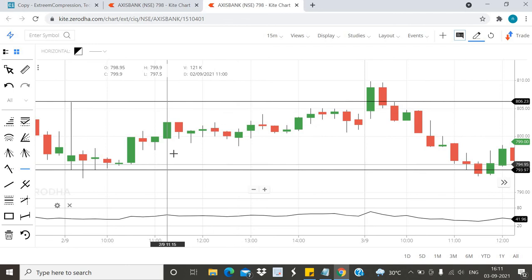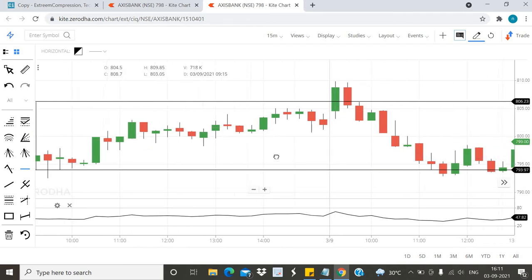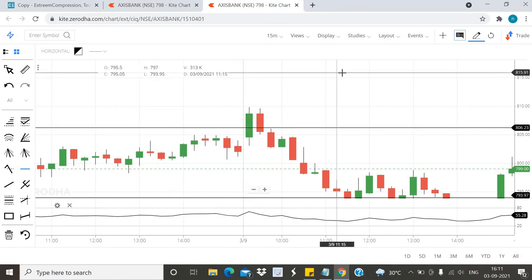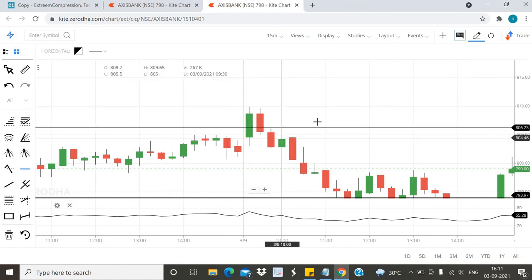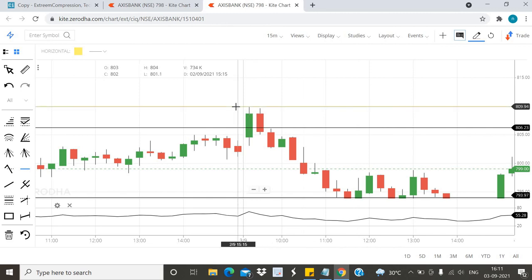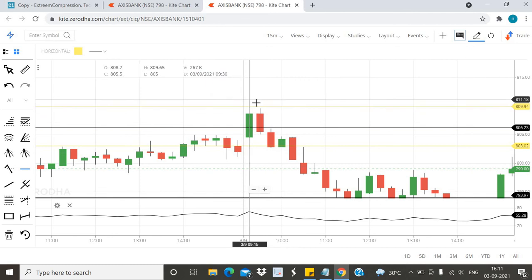So our condition is satisfied. On the next day, what we have to do is wait for the first 15 minutes candle to form. Then mark the high and low of the first 15 minutes candle on the day on which you are going to trade. Let me mark it in yellow so that you can easily understand. So this is the high and this is the low.